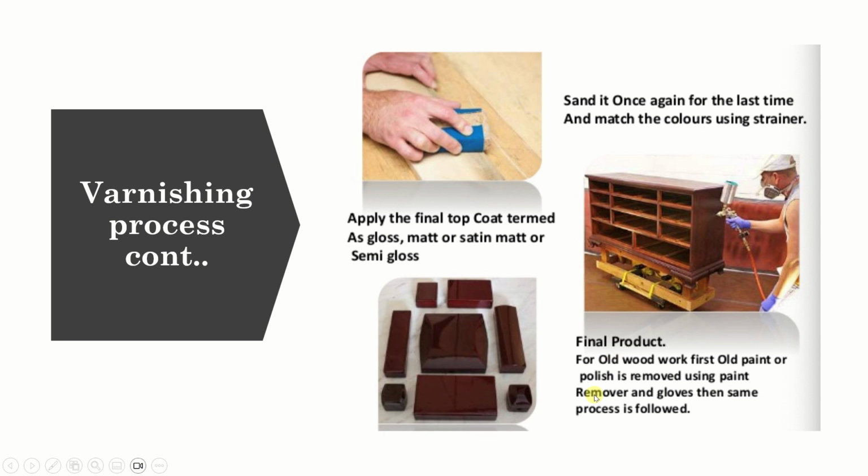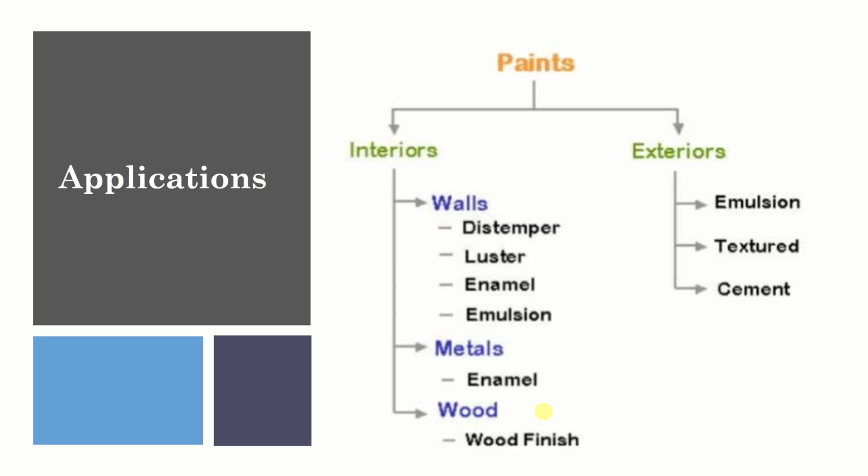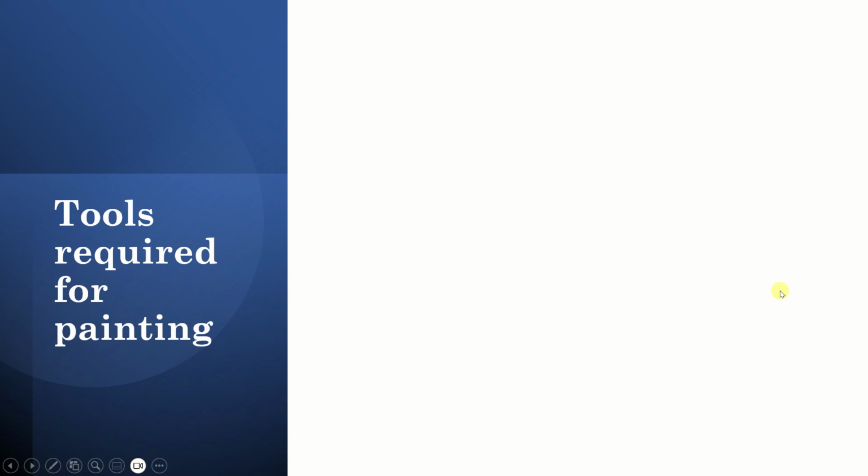The final product for the old woodwork: first old paint or polish is removed using the paint remover and gloves, then the same process is followed. So application of paints, we shall see in interiors. Walls, we generally use distemper, lustre, enamel and emulsion paints. For metals, we will be using enamel paints. For wood finish, we will be using wood varnish. For exteriors, we go for emulsion, textured and cement paints.